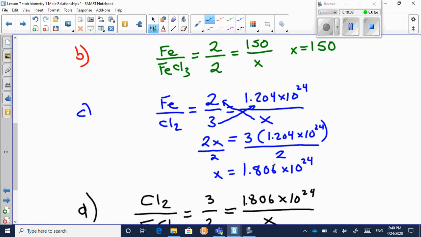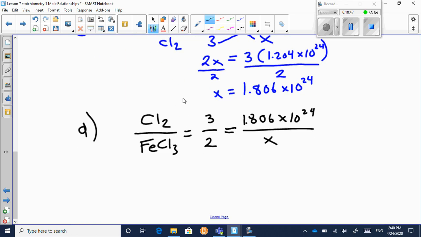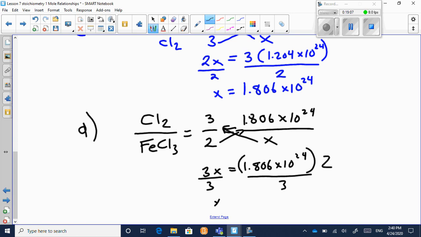Okay, so just double check that. I've been given that number of the Cl2. Beautiful. Okay, so now I cross multiply. So multiply the x up and the 2 up, and you get 3x is equal to 1.806 times 10 to the 24 times 2. So there's the 2 there, there's the 3 there, and then divide by 3 to get your x. I go to my calculator, I go 1.806 times 10 to the 24. I'm just going to multiply it by 2, and then I'm going to divide by 3.